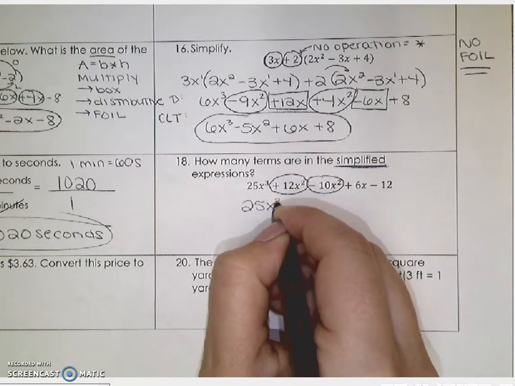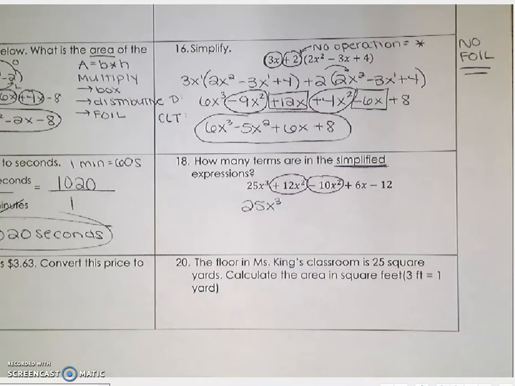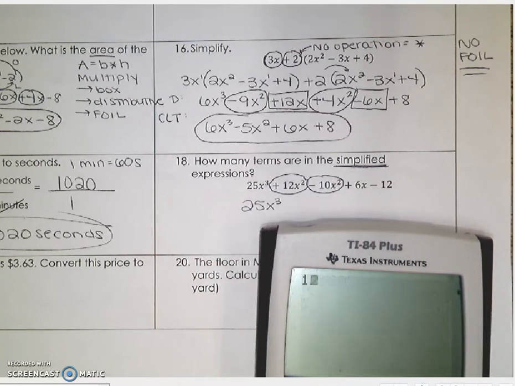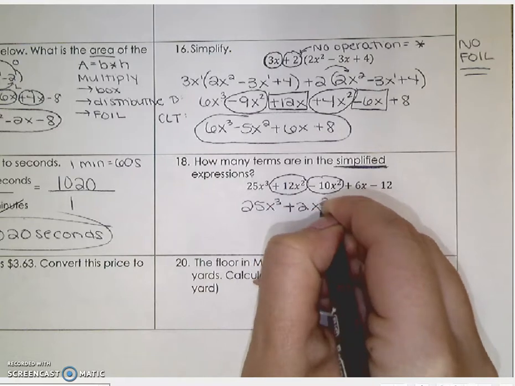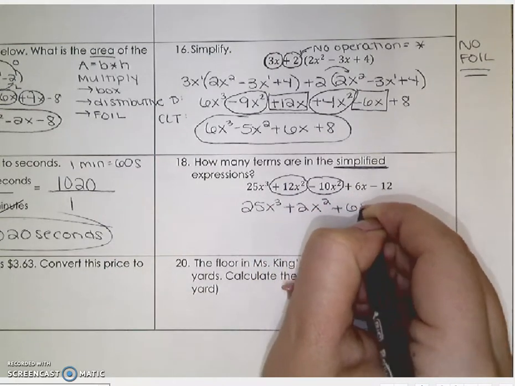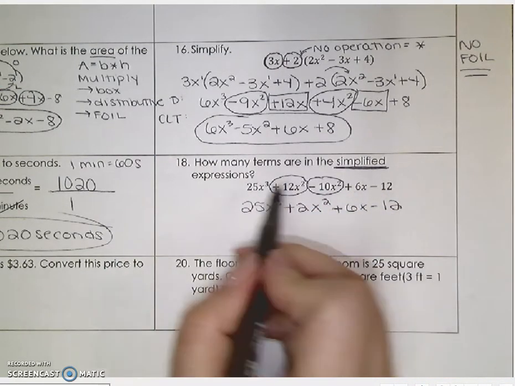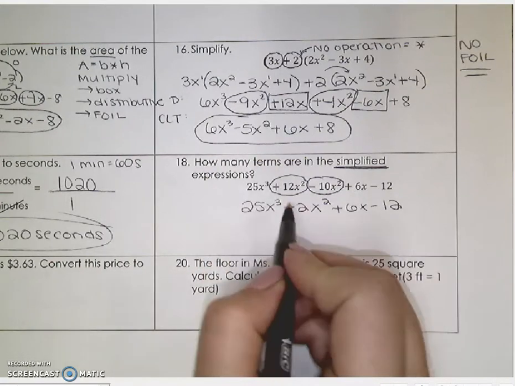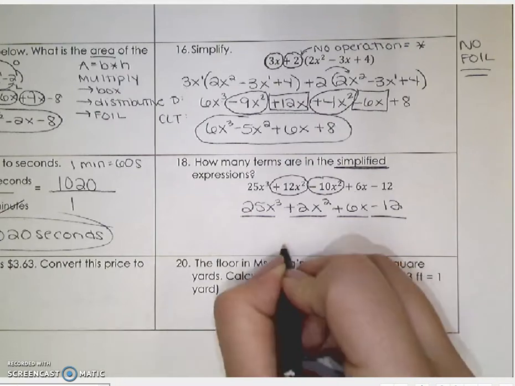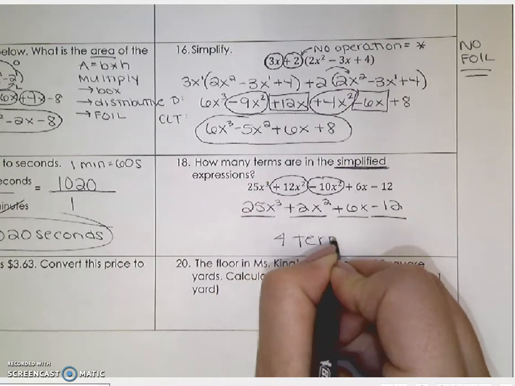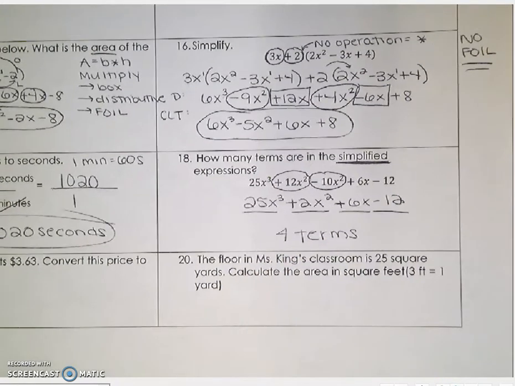So 25x cubed, 12 plus negative 10 is 2, so positive 2x squared plus 6x minus 12. It's asking me how many terms? 1, 2, 3, 4. This has 4 terms.